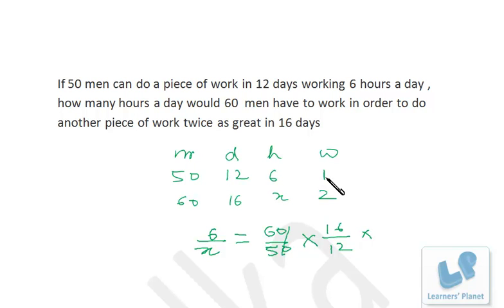So hours and work. Now if more work is there, more hours are required, right? So work and hours, they are in direct variation. So if it is 6 by x, it will be 1 by 2. Okay, now just solve it, very simple.